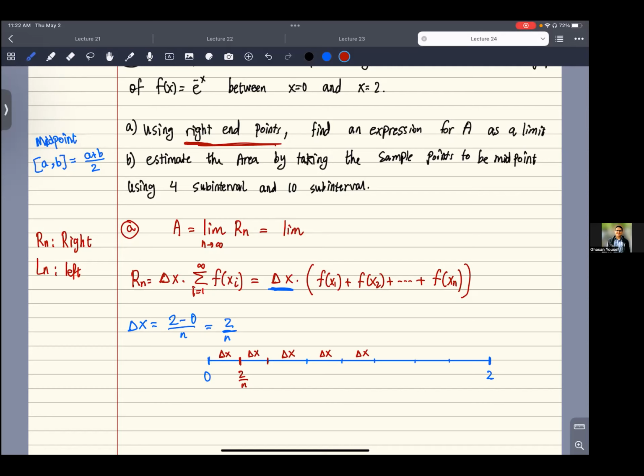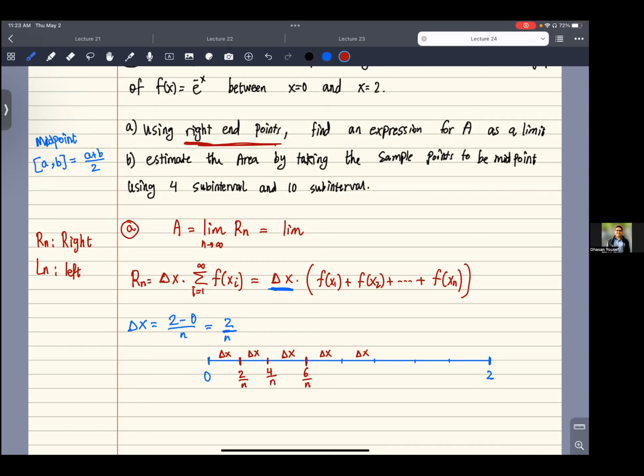What is it? I need you to participate. What is delta x plus delta x? 4 over n. Exactly, it's 4 over n because 2 over n plus 2 over n is the same as 4 over n. So this point is 4 over n. And what is the third point? It is 6 over n, because it's the same as delta x plus delta x plus delta x.